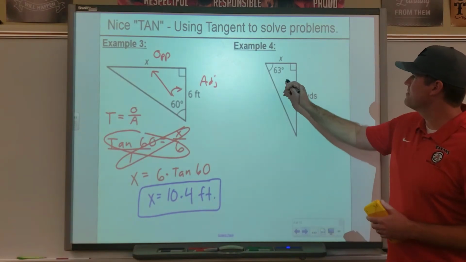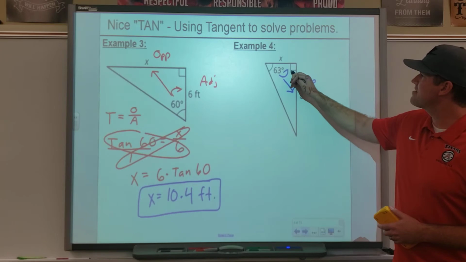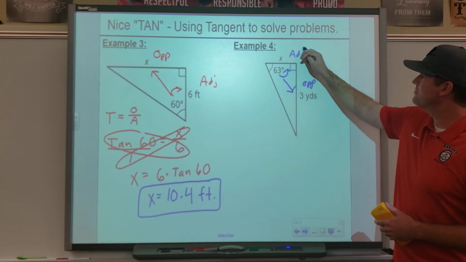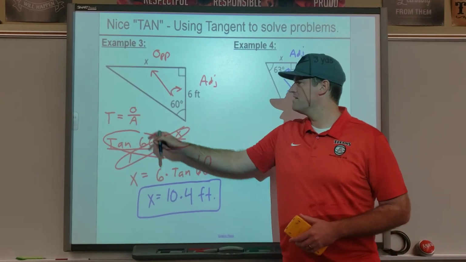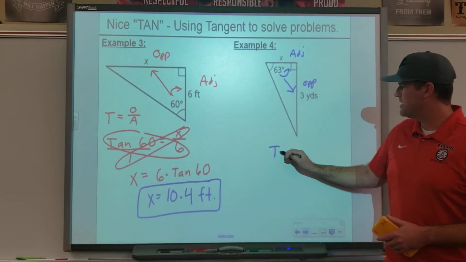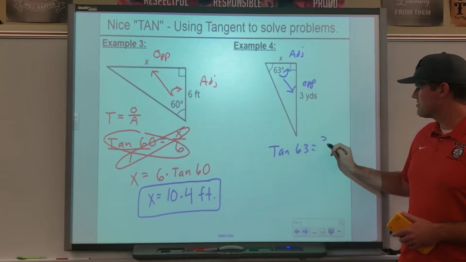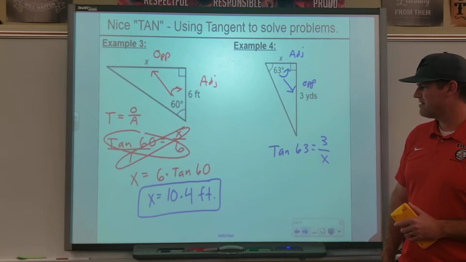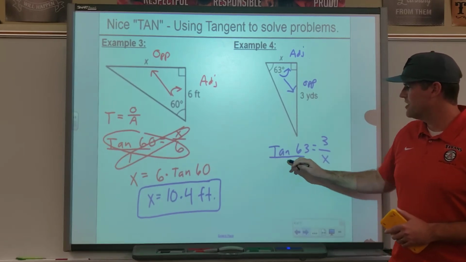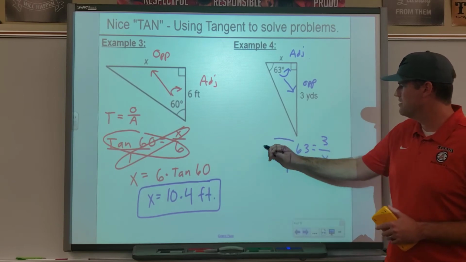All right, so we've got this side here is our opposite. X is our adjacent, all right? And we didn't use the hypotenuse at all, right? So we're using O and A, tangent. Tangent of 63 equals the opposite, which was 3, over the adjacent, which was x. I'm going to turn it into a proportion and cross multiply.